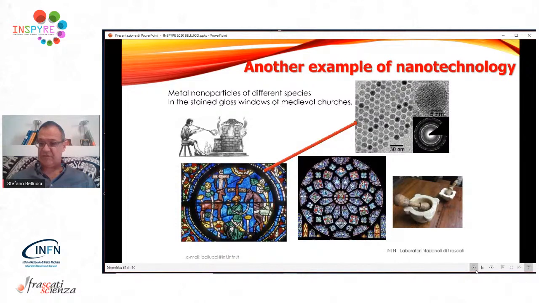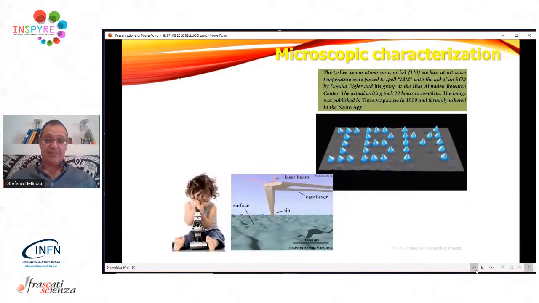I don't want to get into too many details. Just let me convey the message that this type of technology is obviously of the top-down kind. You see here the pestle and mortar that these people were using to obtain nanoparticles with a grinding process that lasted a long time. So that's a top-down example.